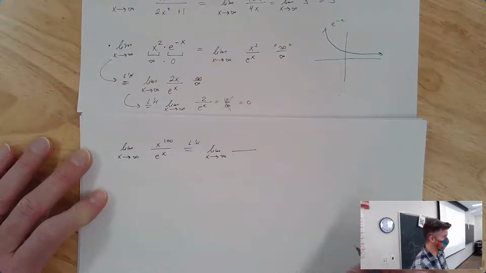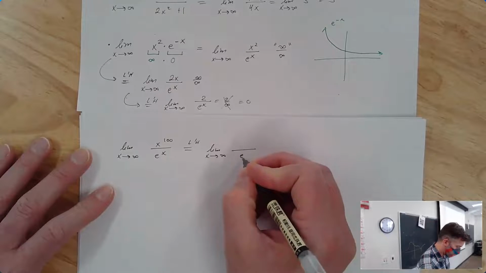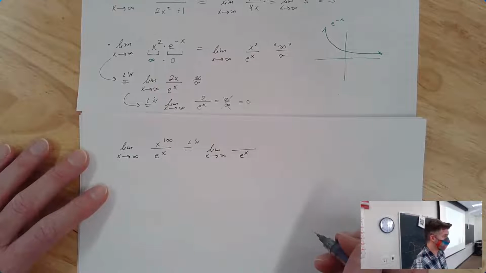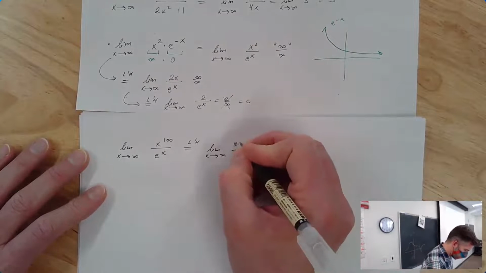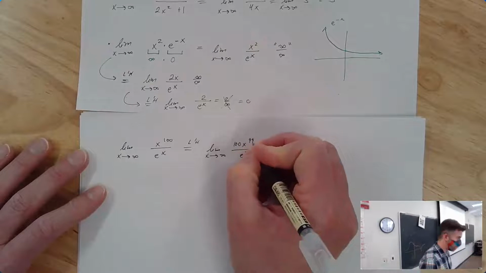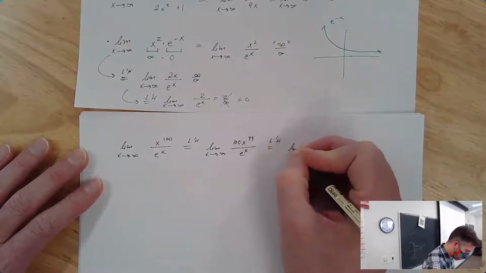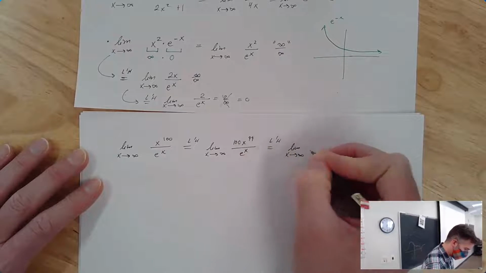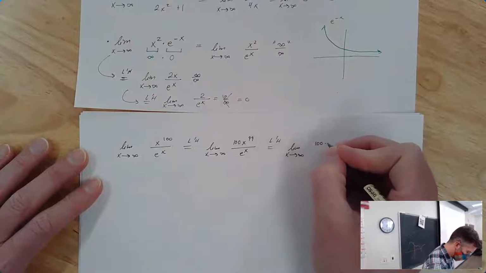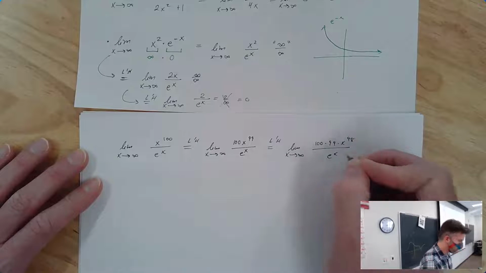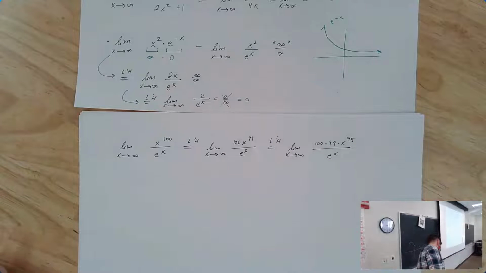The derivative of e to the x is e to the x. But the numerator, the power of x, is going to be 1 less every time we use L'Hopital's rule. So that's going to be 100 times x to the 99th power. And then in the next step, I'm going to get the limit as x goes to infinity of 100 times 99 times x to the 98th over e to the x. And I think you can see where this is going.